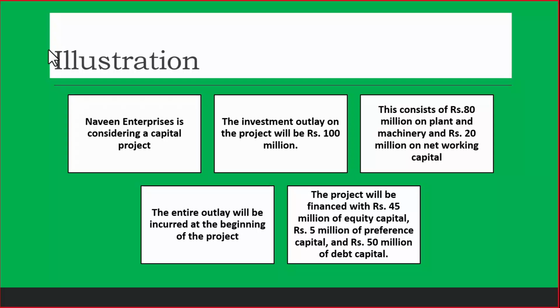A Naveen enterprise is considering a capital project. The investment outlay on the project will be 100 million. This consists of 80 million on plant and machinery and 20 million on net working capital. The entire outlay will be incurred at the beginning of the project. The project will be financed with rupees 45 million of equity capital, 5 million of preference capital and 50 million of debt capital.